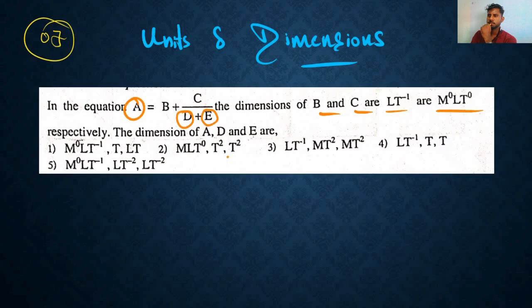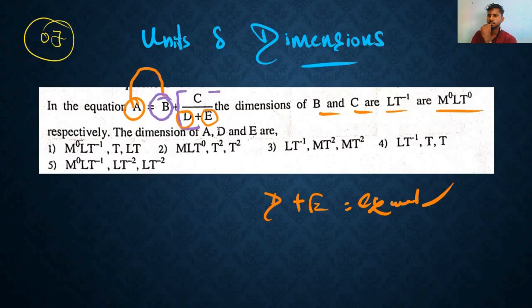Right. Let's apply the theories. You know, D plus E. If we need to add D plus E, the dimensions of both should be equal. You should know that. And dimensions of A should be equal to dimensions of B. What's the theory behind it? When adding quantities, this physical quantity should be equal to this entire physical quantity. So dimensions of B should be equal to dimensions of A, and they have given it, right? B is LT minus 1. So we have the answer. It's LT minus 1 for B and for A as well, right? So M naught LT minus 1. First one. Do we have another? Right, M naught LT minus 1, right?